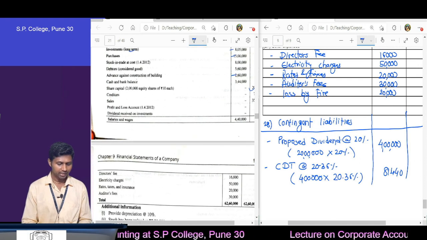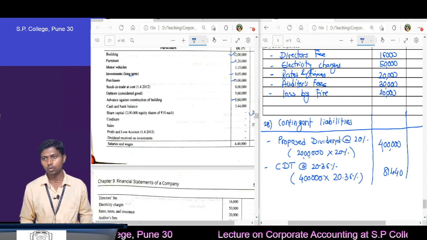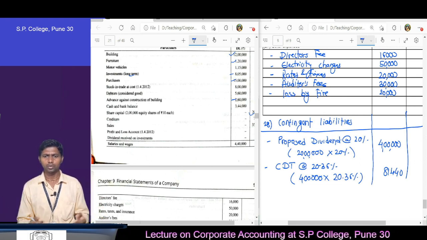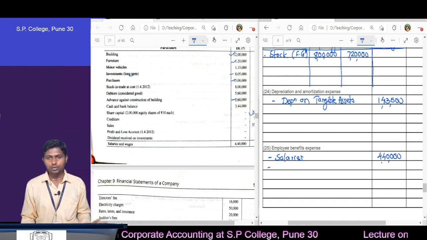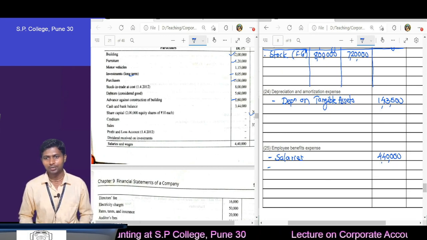Now, do we have any hidden adjustment in this problem? In the trial balance, have they given any percentage? No, they have not given any percentage. Therefore, no hidden adjustments. Yes, over then. The full problem is over. Now, the next stage, that is closing the notes.